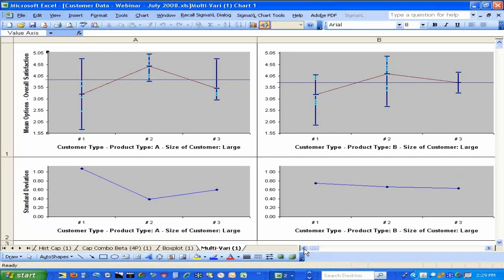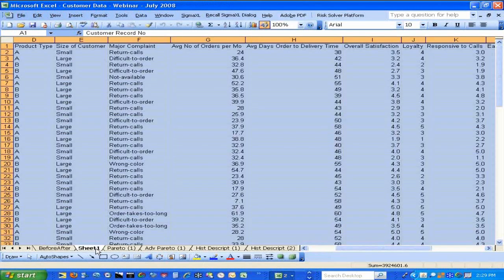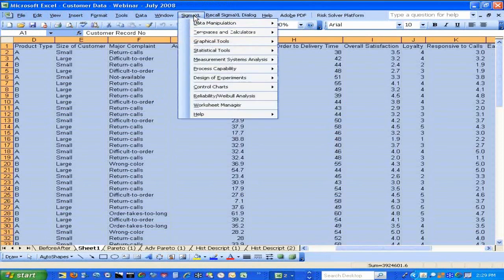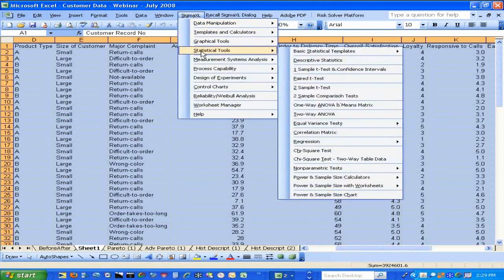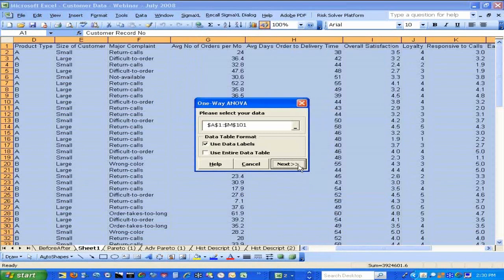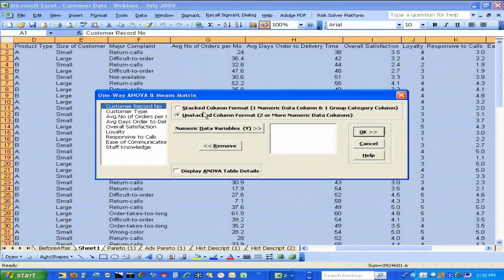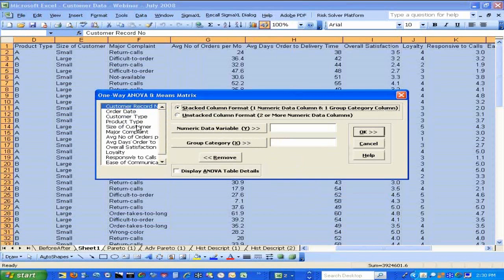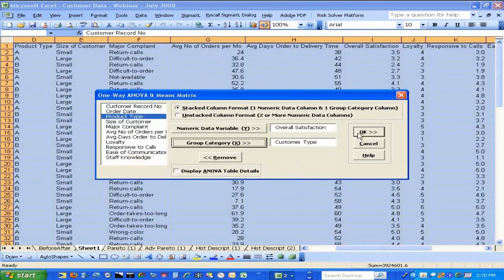That's the multi-vari tool. Now, one of the things that is important when you're analyzing graphically, you can get clues, but you really need to use hypothesis testing to validate your graphical analysis. And the tool that we're going to look at initially is ANOVA, Analysis of Variance. And I'm going to look at overall satisfaction by customer type. So SigmaXL, statistical tools, and I'll come down to one-way ANOVA, that's one-way analysis of variance. And I'm going to select overall satisfaction by customer type, and we'll run that.